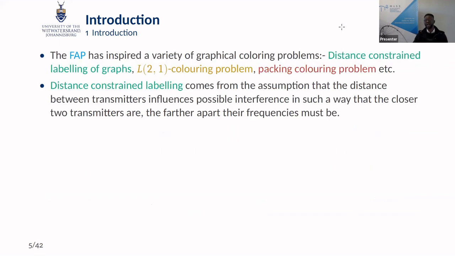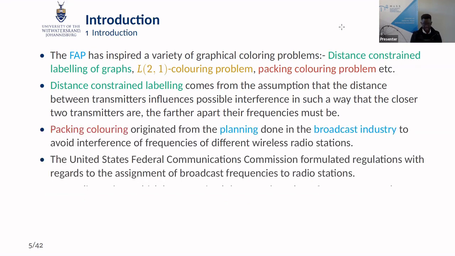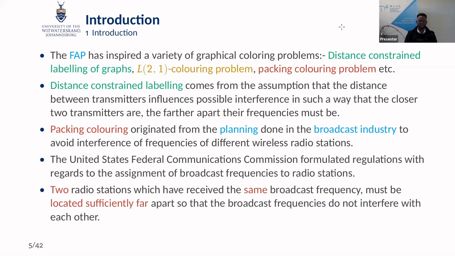And because we have already mentioned that we can model this using graphs, the frequency assignment problem has inspired a lot of graph coloring problems. One of them is the distance labeling of graphs, and then we have the L(2,1) coloring problem, and then we have the packing coloring problem, which is what we want to look at today. I'm not going to dwell more on the distance constraint labeling, which assumes that the distance between the transmitters influences possible interference.